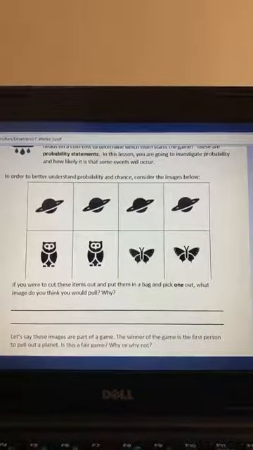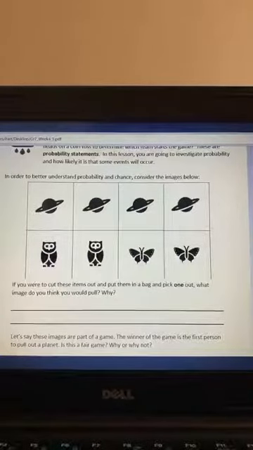So once again, it says if you were to cut these items out and put them in a bag and pick one out, what image do you think you will pull and why? Okay, so what you're going to do here, no, you're not going to cut them out. Don't worry about that. First, you're going to count how many we have total. How many images do we have total right here? All right, correct, Dior. We have 8 images.